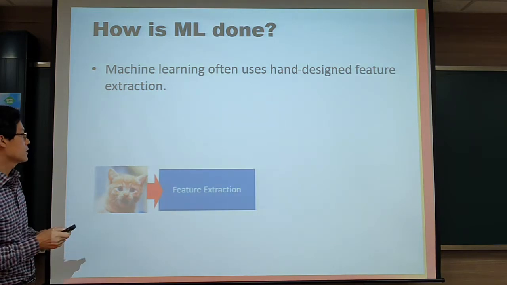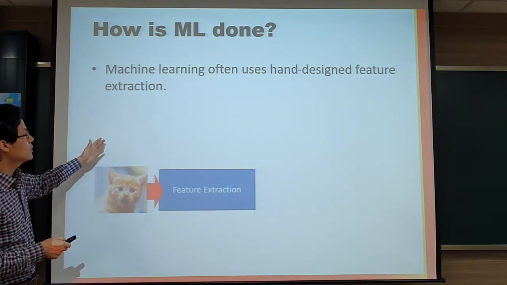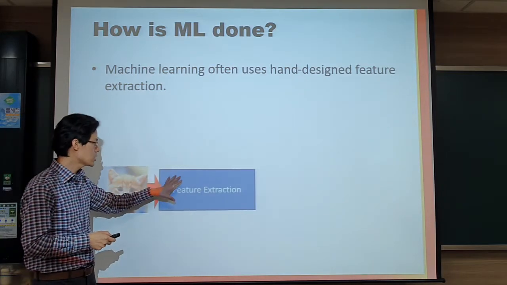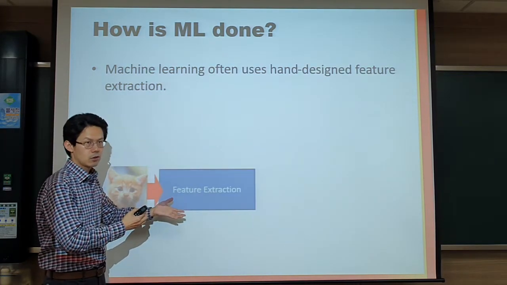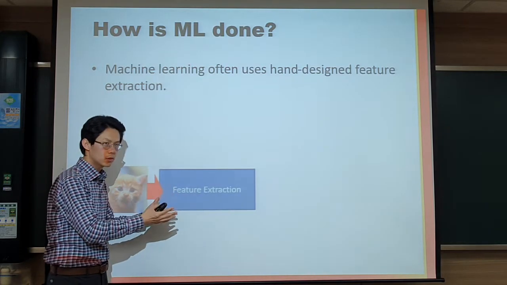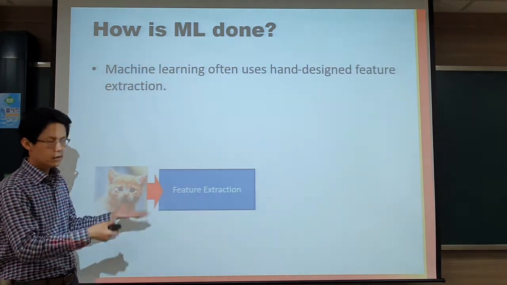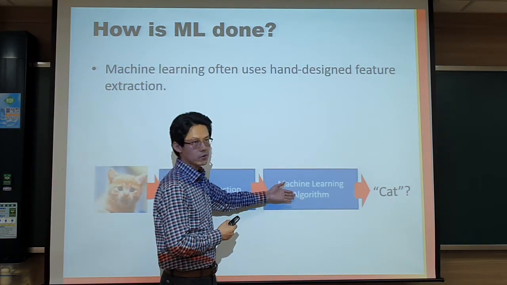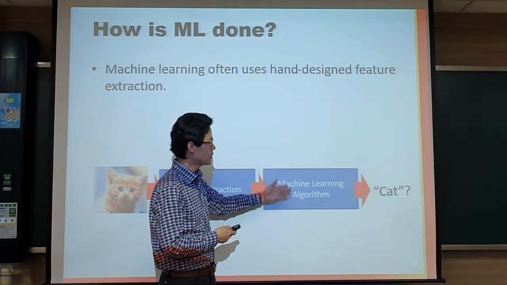Overall, as I mentioned before, usually in machine learning we typically use hand-designed features. So given this image, we want to extract features. Along that line, we design the Harris corner detector or SIFT, something like that. Once we have the features, we apply a machine learning algorithm like a classifier, the SVM or some other tools.